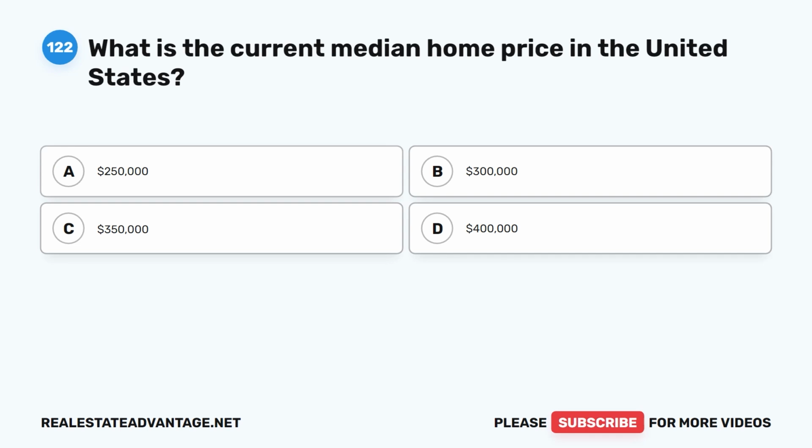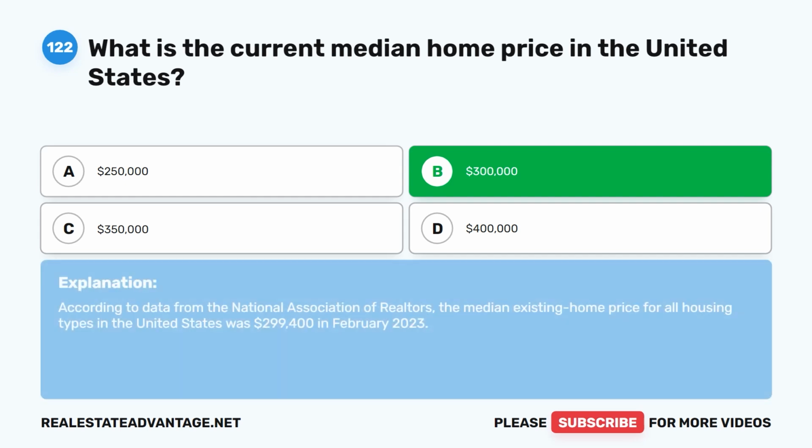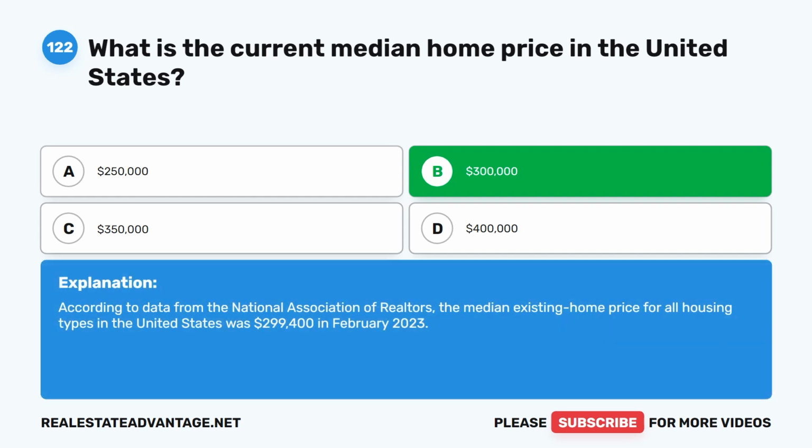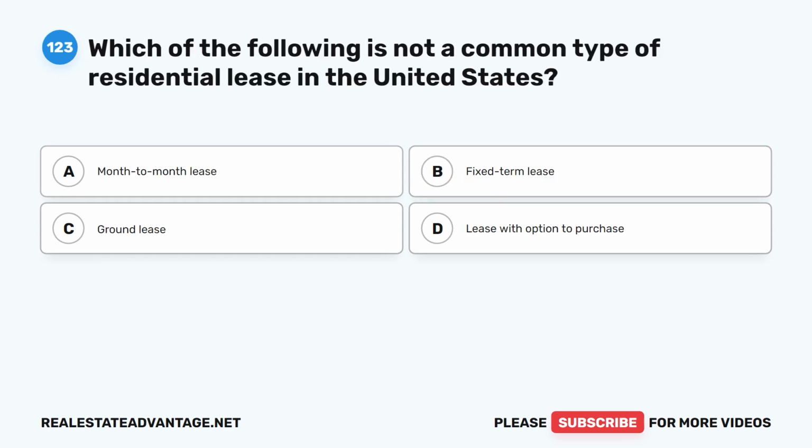Question 122. What is the current median home price in the United States? A. $250,000, B. $300,000, C. $350,000, D. $400,000. The correct answer is B. $300,000. According to data from the National Association of Realtors, the median existing home price for all housing types in the United States was $299,400 in February 2023.